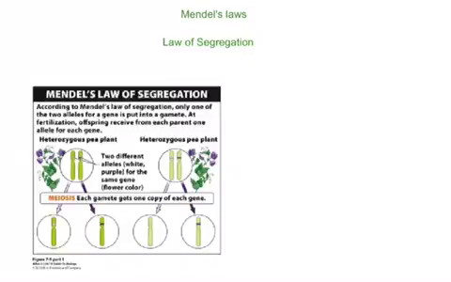In this tutorial we'll have a quick look at Mendel's laws. There are two key laws that we need to focus on. One is the law of segregation and the other one is the law of independent assortment. In the law of segregation, this is what is said.